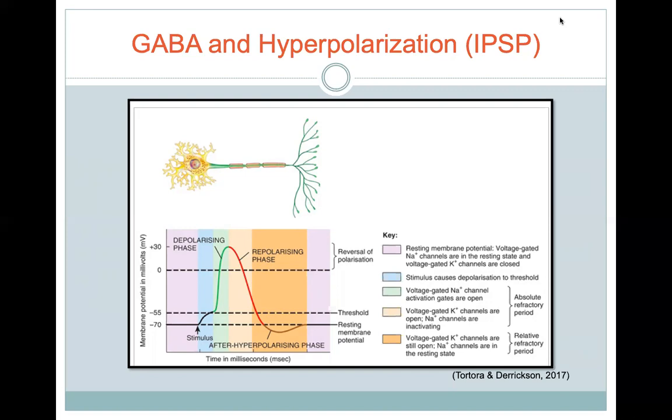For example, an increase in sodium permeability into the cell down its electrochemical gradient will depolarize the cell, ultimately reaching threshold and creating an action potential. GABA, however, inhibits this process of producing an action potential through hyperpolarization, and we will discuss this in more detail now.